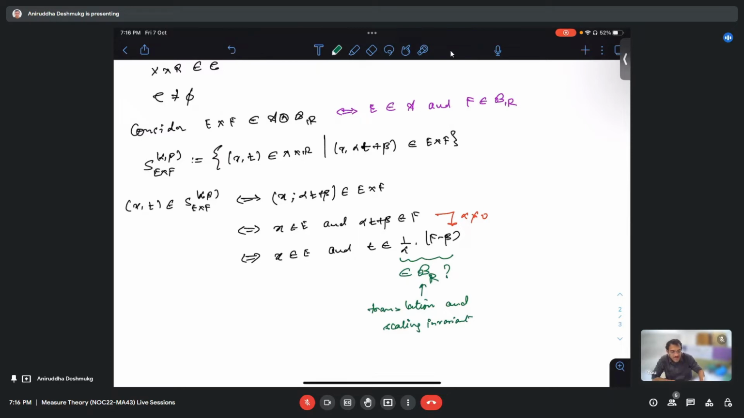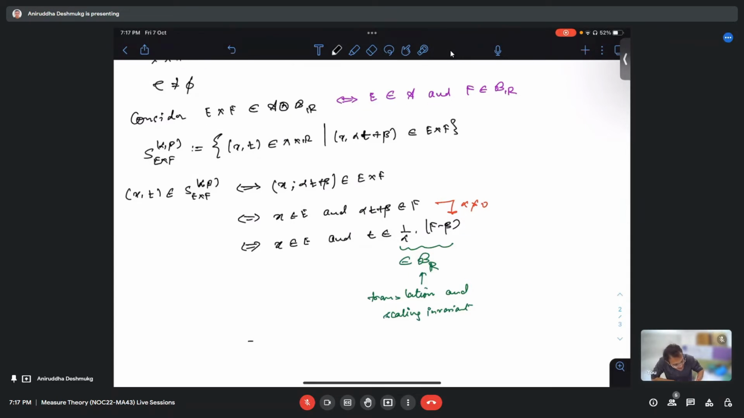What do we mean by F minus beta? F minus beta means translate all the elements of F by beta towards the left, right? And 1 over alpha means scale them by 1 over alpha. Since the Borel sigma algebra is translation and scaling invariant, the translation of F by beta is again in BR, and then scaling by 1 over alpha is again in BR. So overall, this set is in BR, provided alpha is non-zero. So let us do it for alpha non-zero. We will take the case alpha zero later.